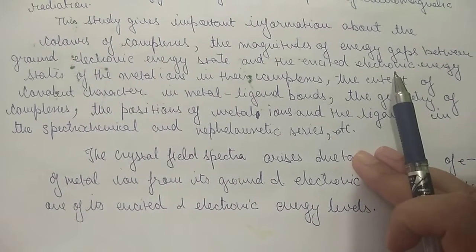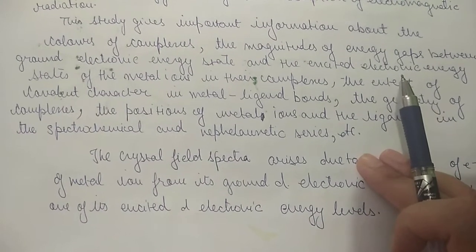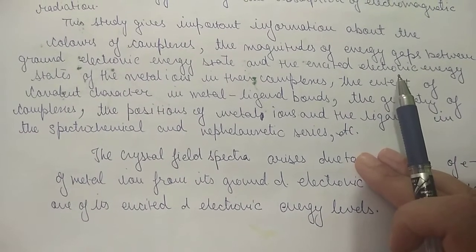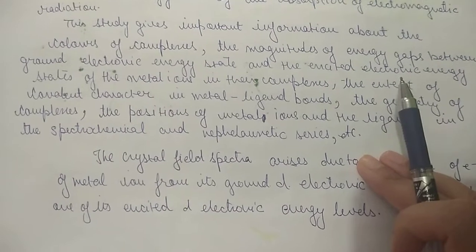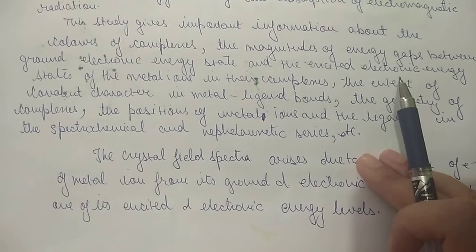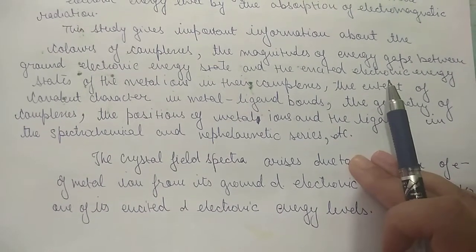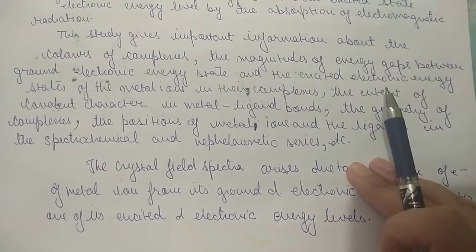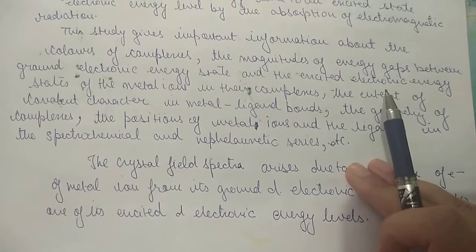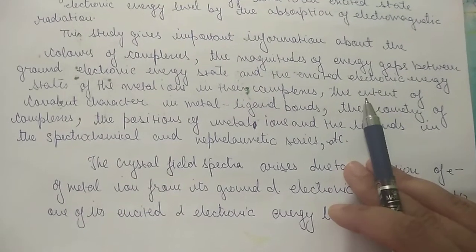Now why are there different magnitudes of energy gap between the ground electronic energy state and the excited electronic energy state? Like for a tetrahedral complex it will be different, in octahedral it will be different, in square planar geometry it will be different, the difference between energy levels. So this explanation is given by electron absorption spectra of transition metal complexes.